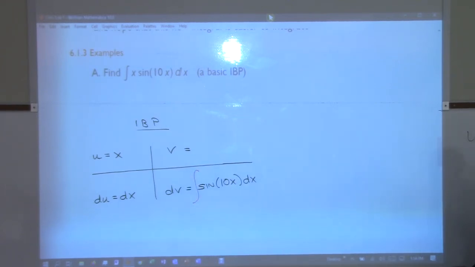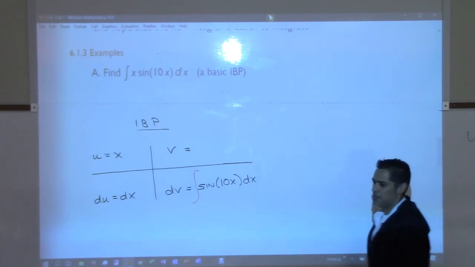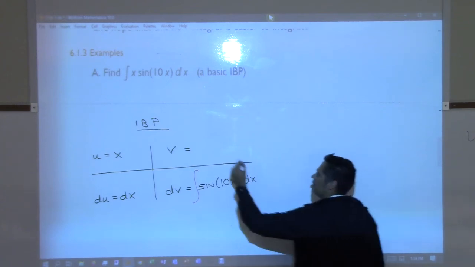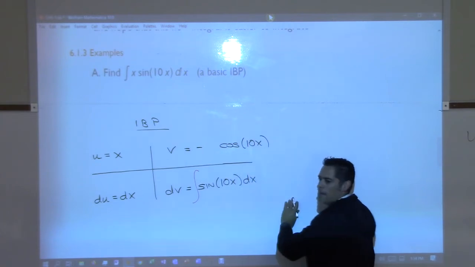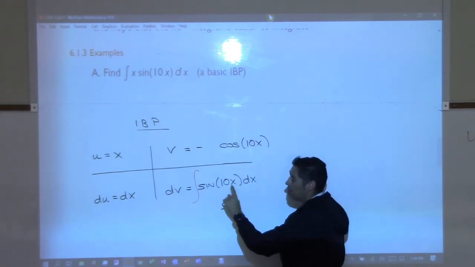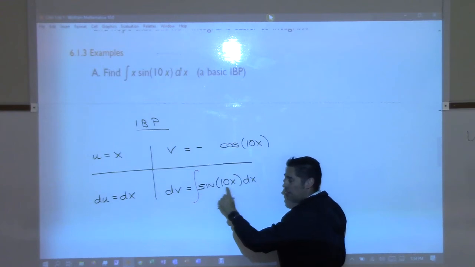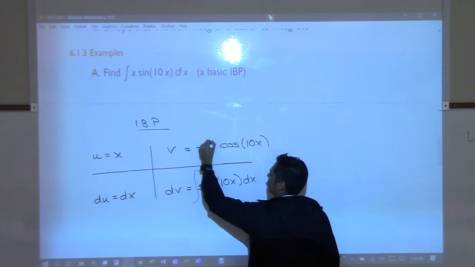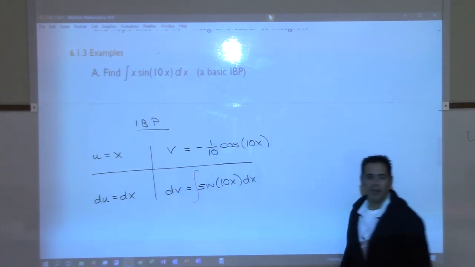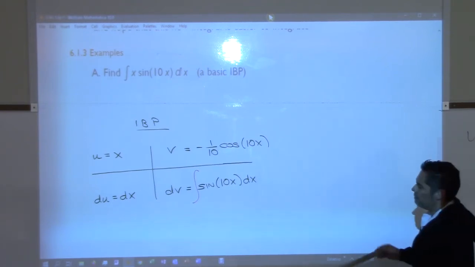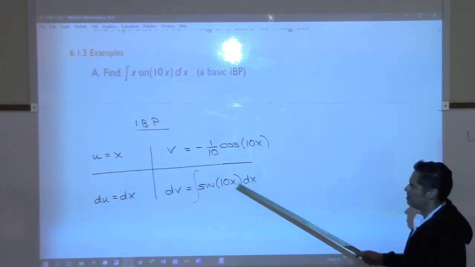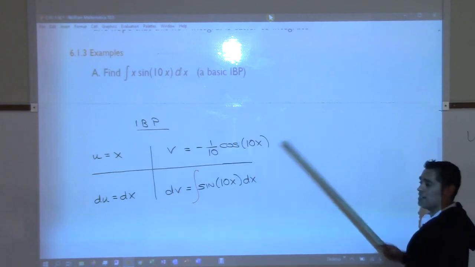Do you feel comfortable with it? Okay, what do you got? Negative cosine. Negative cosine of... We just talked about this at the beginning of class today. This is a linear expression inside of sine, right? Because it's linear, that's 1/10. Okay? Everyone agree? So the antiderivative of sine of 10x is negative 1/10 cosine 10x.